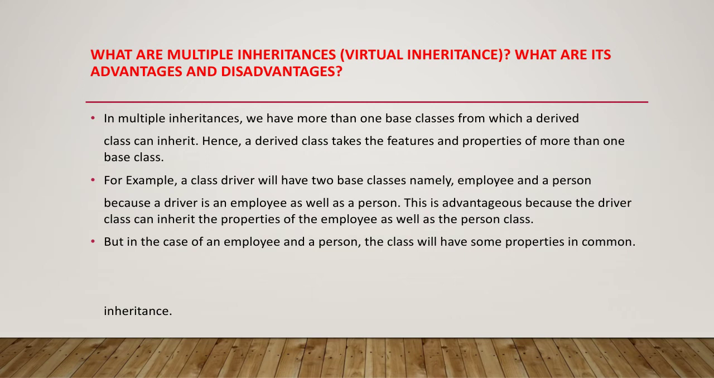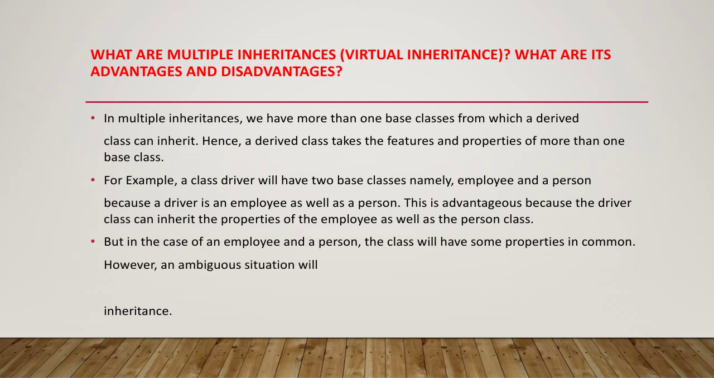I repeat the example. We have a class named Driver and it has two base classes. One is the Employee class and another one is the Person class. The major advantage is that the Driver class can inherit the properties of Employee as well as Person.